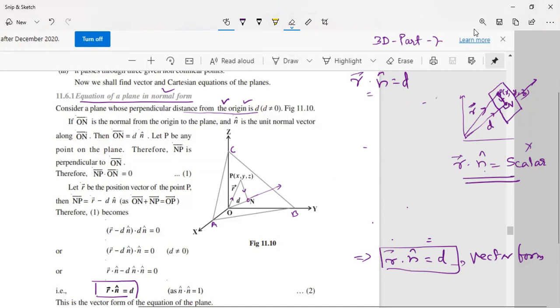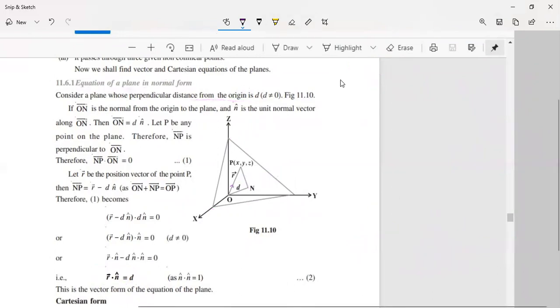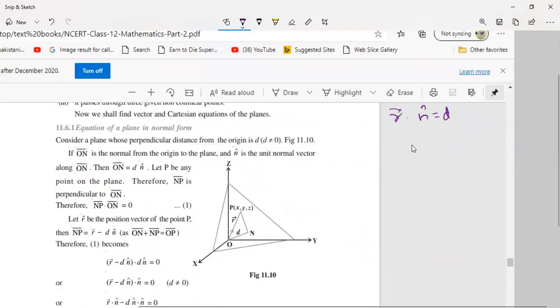So now we will convert it into Cartesian form. R dot n is equal to d, this we have taken here. Now what is r, what is n, what is d? D is the distance from the origin to the plane, as you know.